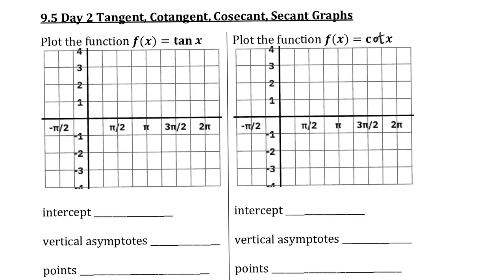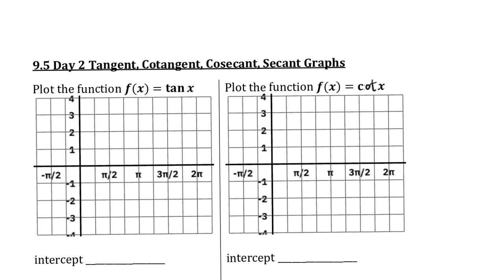Okay, 9.5, day 2, we're going to regraph tangent, just to remind you, but then we're going to also graph cotangent, cosecant, and secant. Now I'm going to use the four corners of the circle as a starting point for my graph. This is (1, 0), (0, 1), (-1, 0), (0, -1). Tangent is y divided by x. So if I start at 0, 0 divided by 1 is 0, which is how I knew that this starts at (0, 0).